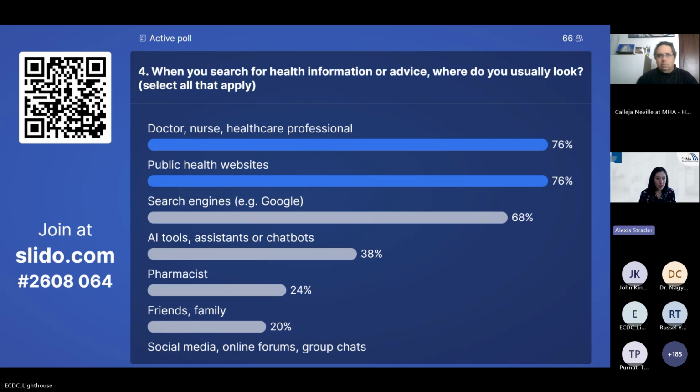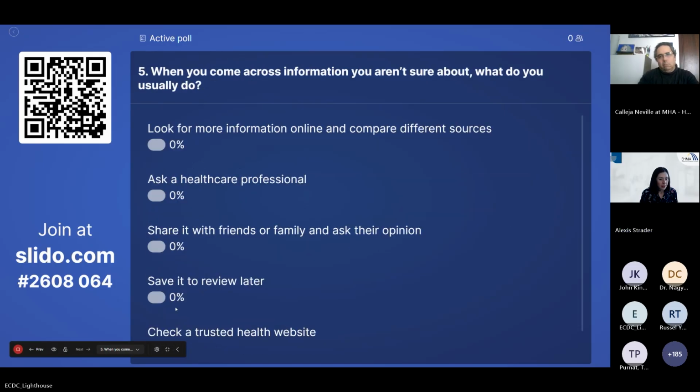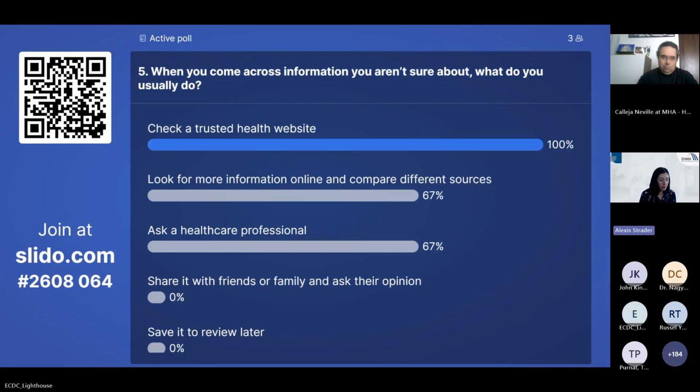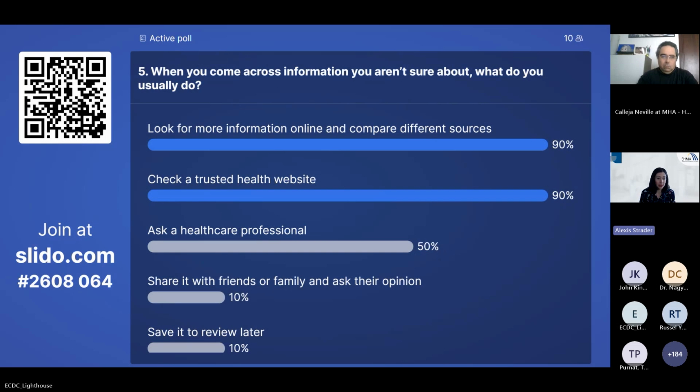Okay, I see we've got almost half of our participants have responded to this question. We have one more question to go. So, question 5, when you come across information you aren't sure about, what do you usually do? And this, again, you can select more than one answer. So pick the ones that, for the most part, apply to you.